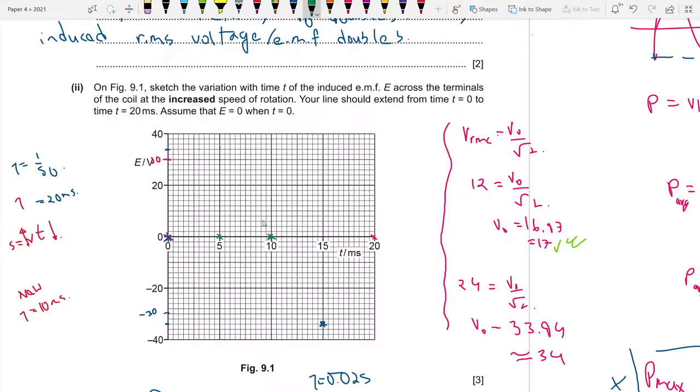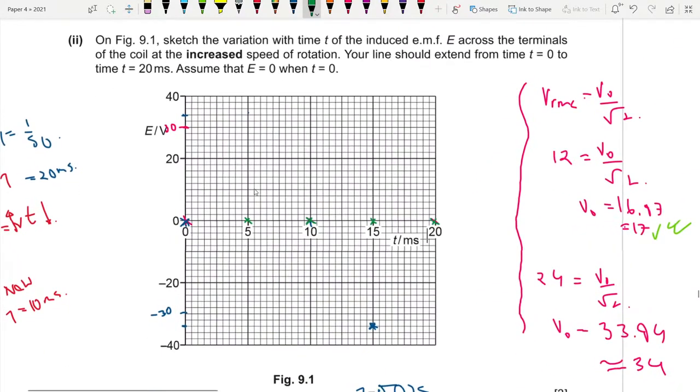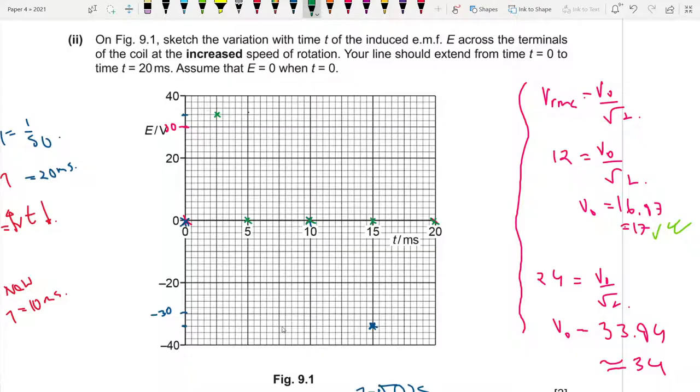So 5 milliseconds for half. That's the logic behind this. Where will we have our maximum value? It will be between 0 and 5. Maximum will be over here, and minus 34 will be over here. Moving on, we're going to have this over here again, and 34 here again. So I'm going to draw the diagram. At time 0, we have an EMF of 0. So we have something like this.